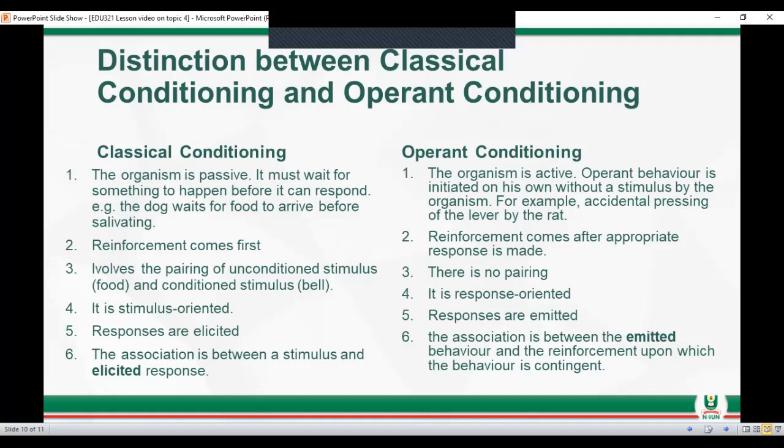This topic on Bandura marks the end of behaviorist theories. We have treated three theories before. So Bandura's social learning theory is the fourth one in that series in the category of behaviorist theories.